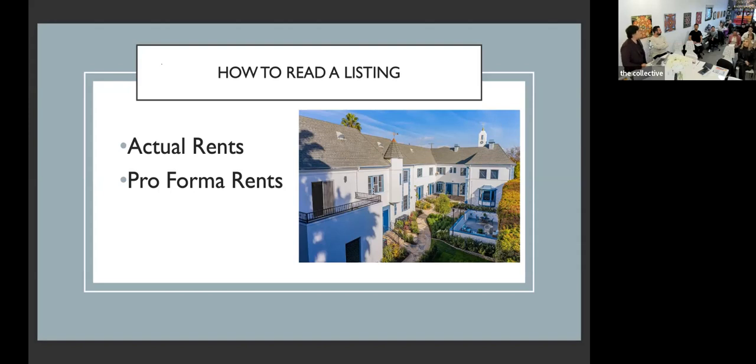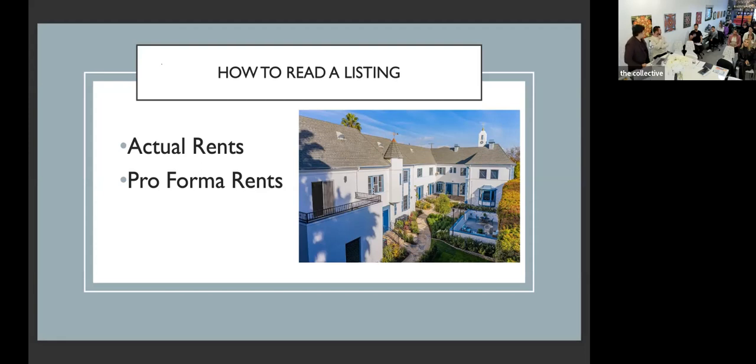Actual is what they're getting. Correct, right? The actual rent is what the current owner is collecting today. And the pro forma rent is what the listing agent says is market rent, and I put that in quotes, right? Because you have to make sure that the listing agent knows what they're talking about, or you better have a good agent that knows that area and can give you accurate rents in that area.